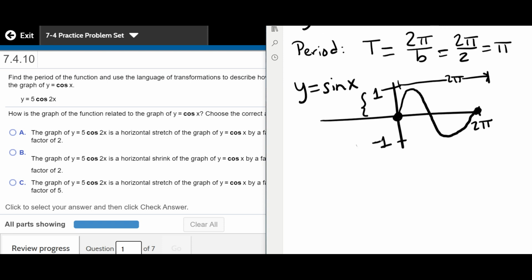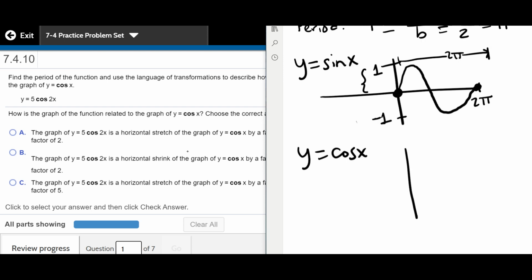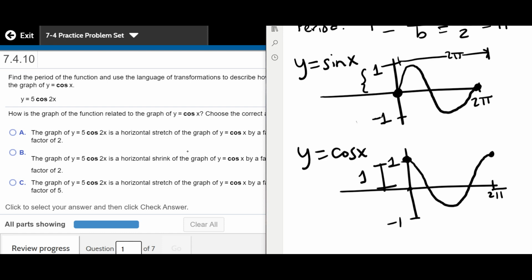Now the graph of the cosine doesn't start at the origin. It actually starts up here at the 1. Then it still ends at 2 pi, but this time it goes down and up. So notice that it looks like a U shape instead of a snake-like shape. That's the difference between those two graphs. This one still has an amplitude of 1, and it still has a period of 2 pi.